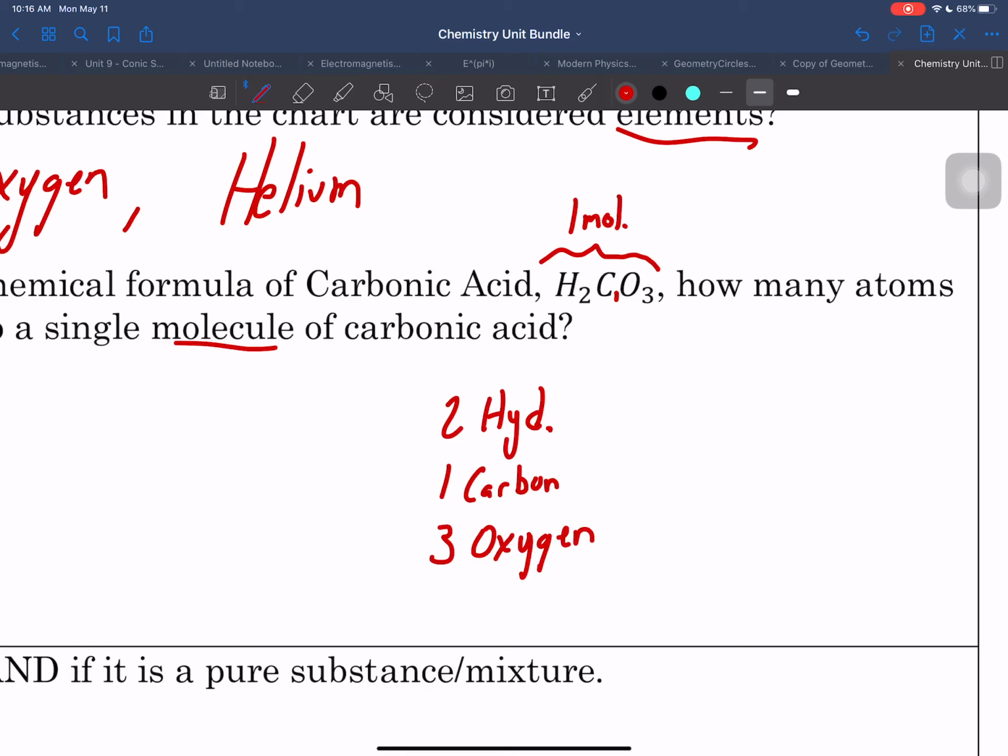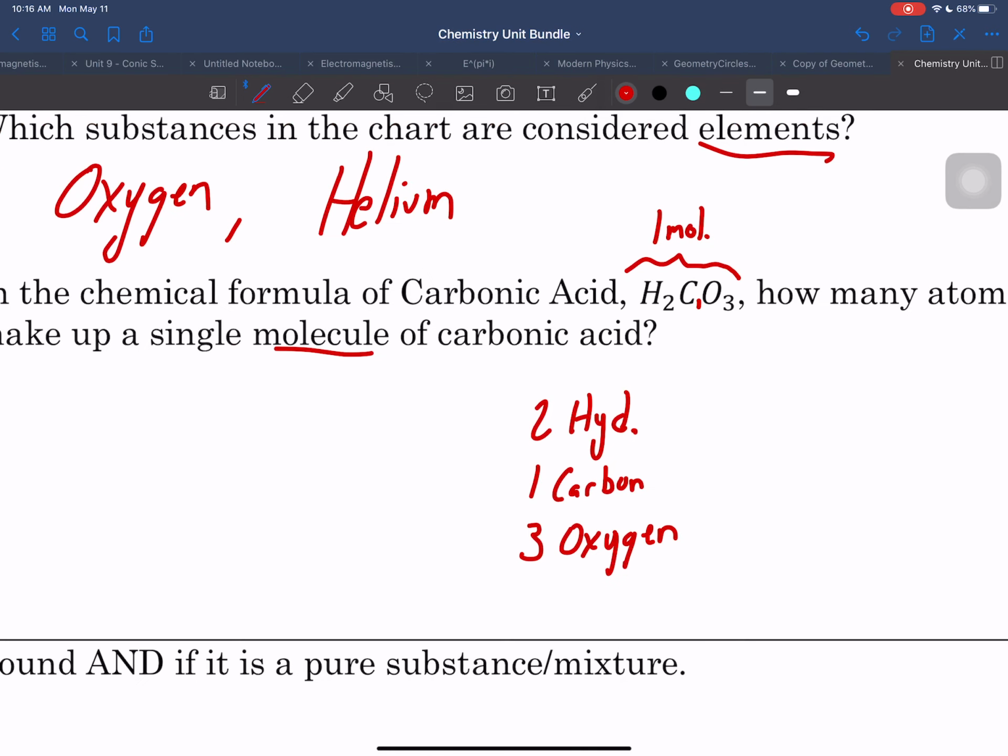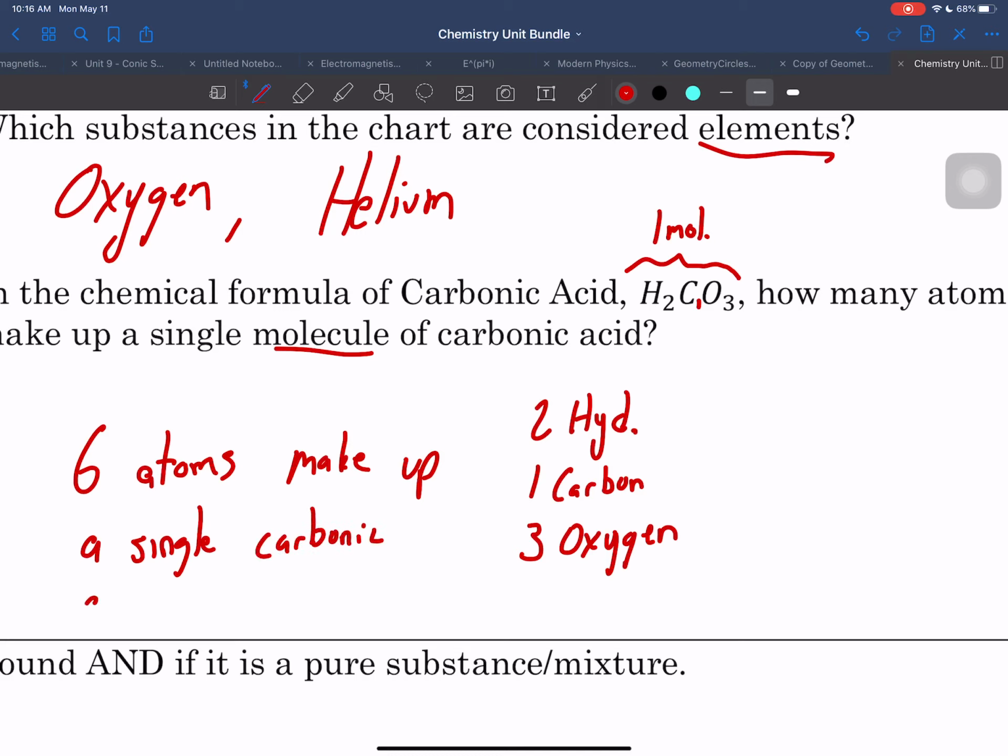So how many different atoms make up this one molecule? Well, it's 2 plus 1 plus 3. It would be 6 atoms that make up a single carbonic acid molecule. And I think we've talked about carbonic acid in the past. Carbonic acid is actually CO2 dissolved in water.